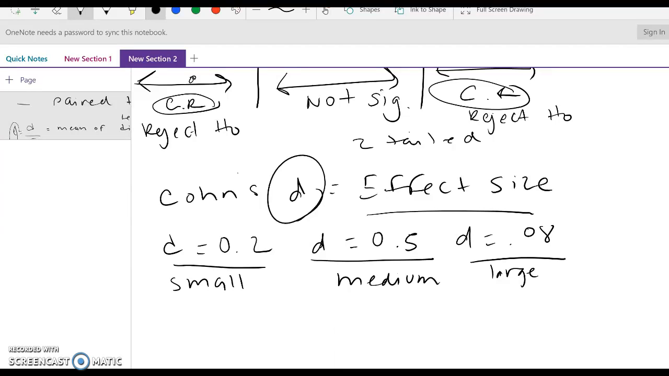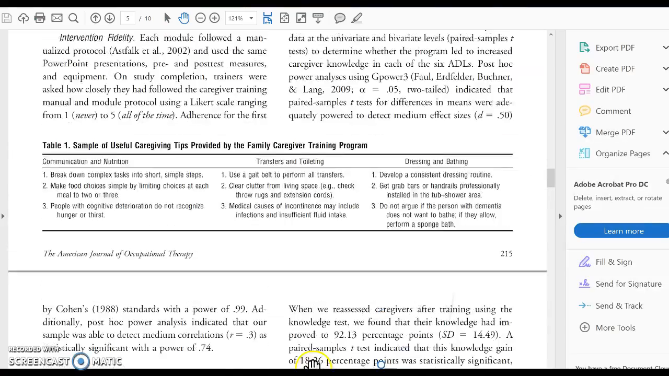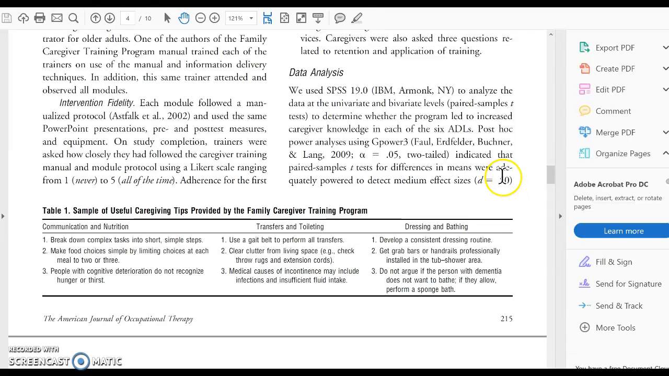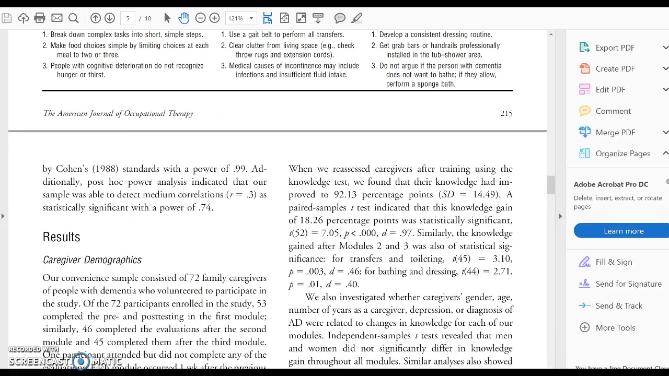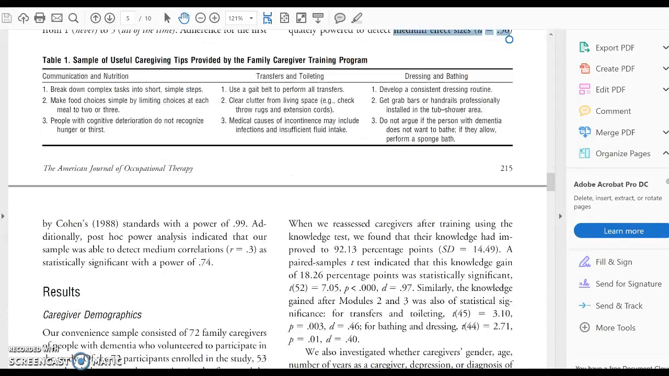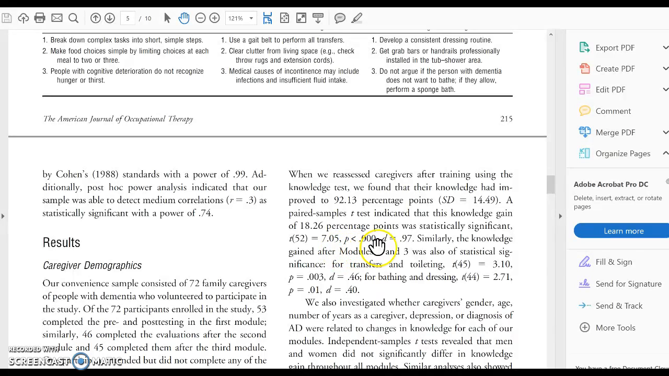Now let's go back to the article. And they told us that the t-tests for differences in means were adequately powered to detect medium effect size. Okay, well, what does that medium effect size mean? Right? And if it was powered by medium effect size, why do they give us individual effect sizes of D equals 0.97? And then for toileting and transferring, D equals 0.46. And then for bathing and dressing, they gave us D equals 0.40. Well, those are the individual effect sizes computed for what they were looking at, right?